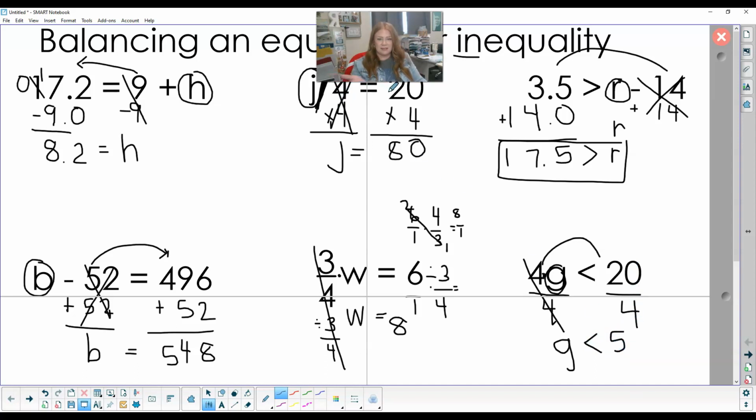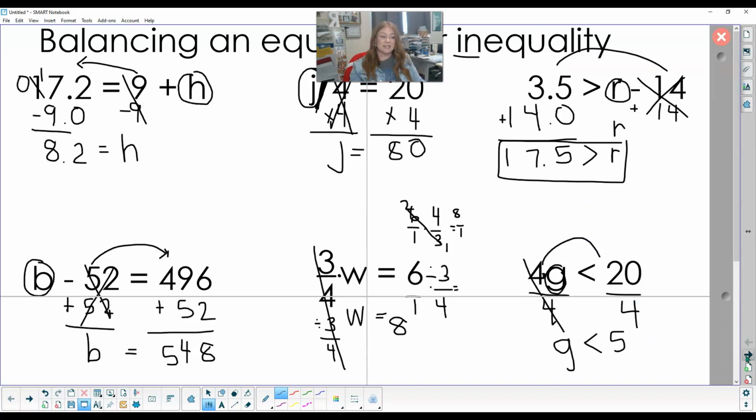Now these have the same numbers, 4 and 20, but this one was multiply, and this one was divide. 4 times 5 is 20. So G is less than 5. Anything less than 5 would give me that answer. So just bring your variable down, bring your symbol down, bring your answer down.